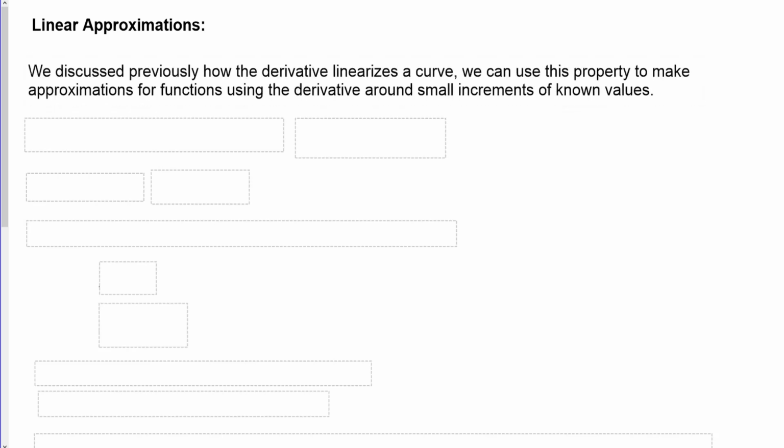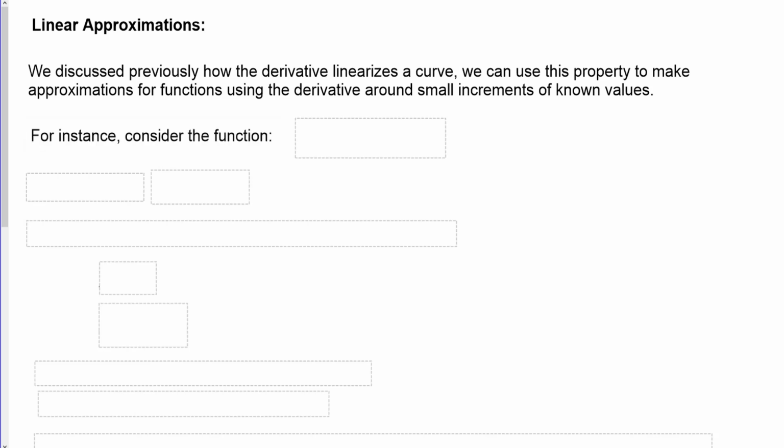All right. Let's talk about linear approximations. So we've discussed previously how the derivative linearizes a curve. It gives us the slope of the best fit line that would match the slope of the curve at a particular point. So it linearizes the curve. We can use this property to make approximations for functions using a derivative around small increments of known values. And that's what's known as linear approximations.